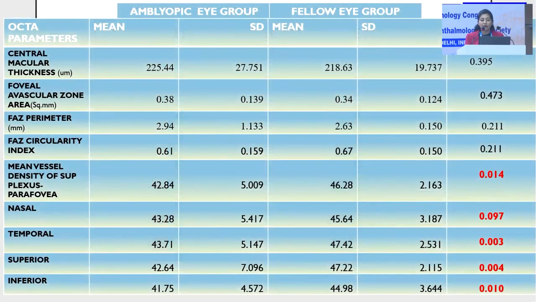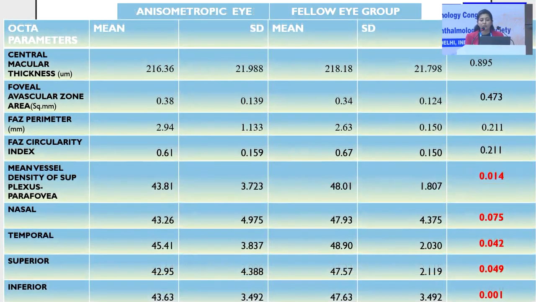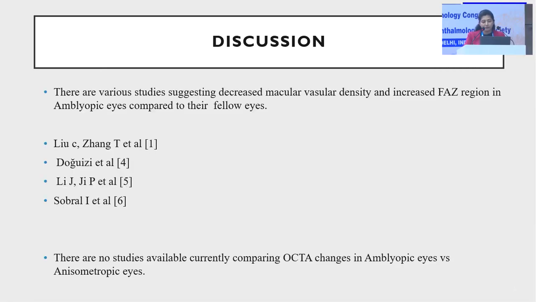Then we compared the amblyopic group with their fellow eye. We found that the mean vessel density of the superficial plexus in the parafoveal region in all the quadrants, in the amblyopic group the vascularity was significantly decreased, and compared to their fellow eyes it was statistically significant. Then we compared the anisometropic group with their fellow eye. We found that the mean vessel density of the superficial plexus was significantly reduced in anisometropic group too when it was compared with their fellow eye. This is the bar diagram of the same.